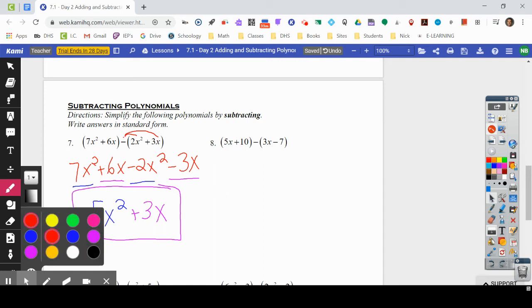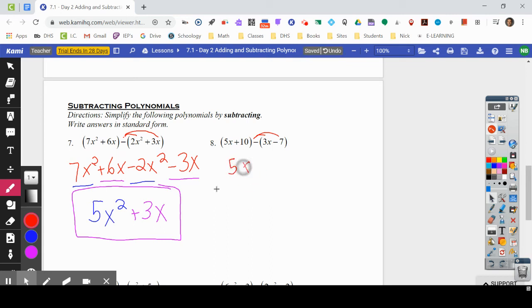All right, let's try number 8 together here. So number 8, we have 5x plus 10 minus 3x minus 7. Again, these problems look very similar to adding, except for this minus sign right here. If it's a minus sign for subtracting, we have to add this extra step of distributing our minus sign. And again, the stuff beforehand does not get affected, so 5x plus 10 stays 5x plus 10.